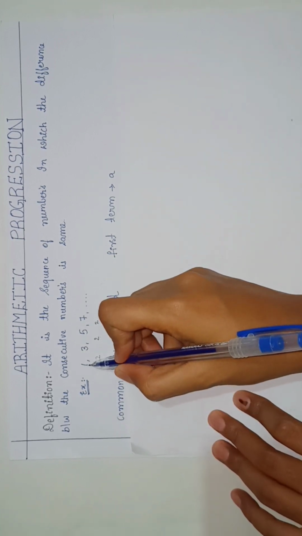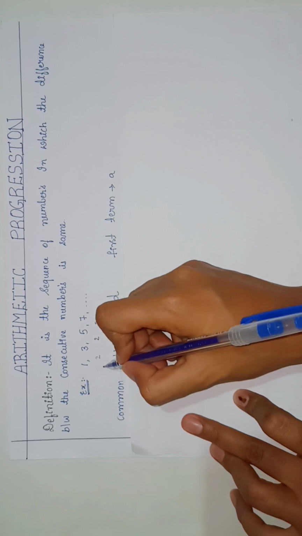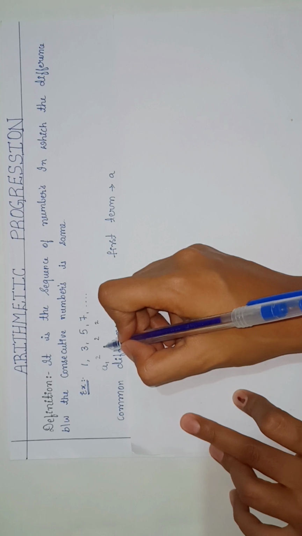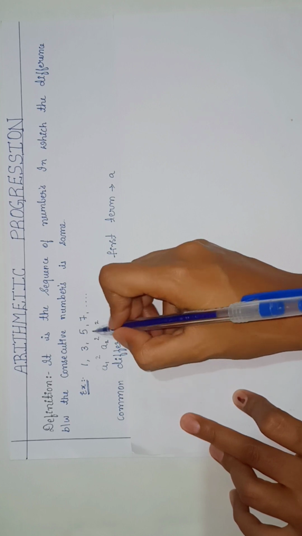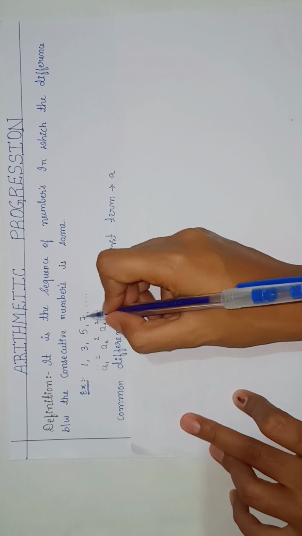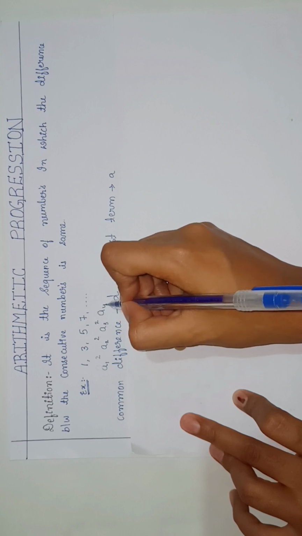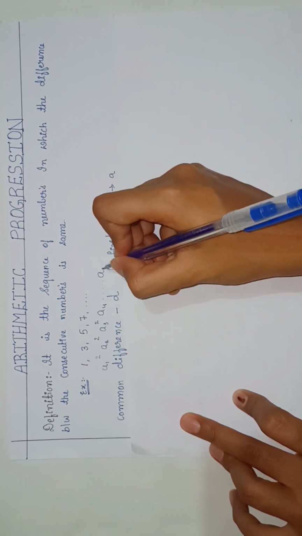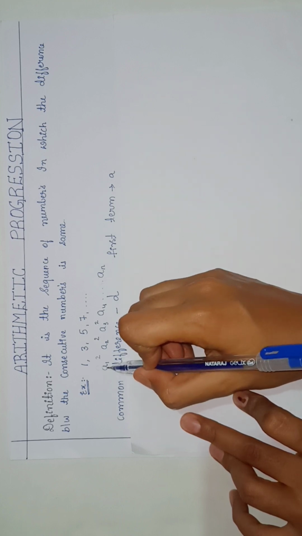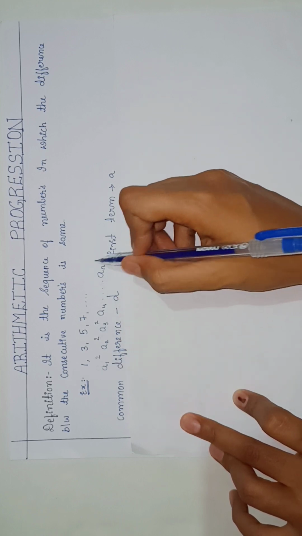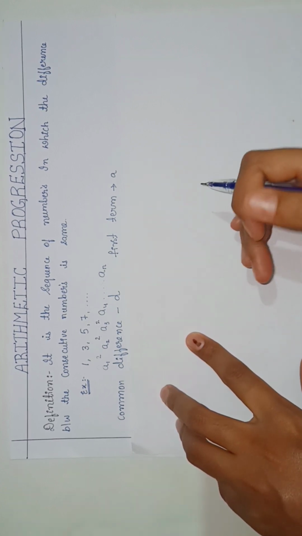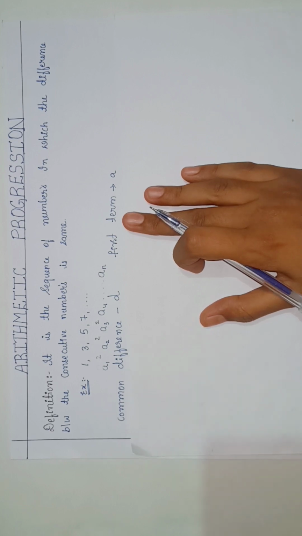Here 1 is the first term, we denote it by a or a1. The second term is denoted by a2, the third term by a3, and the fourth term by a4, and so on. Remember, the last term is denoted by an. a or a1 is the first term, an is the last term. Hope you understood. Now let's move to the next concept of this chapter, that is the general form of AP.